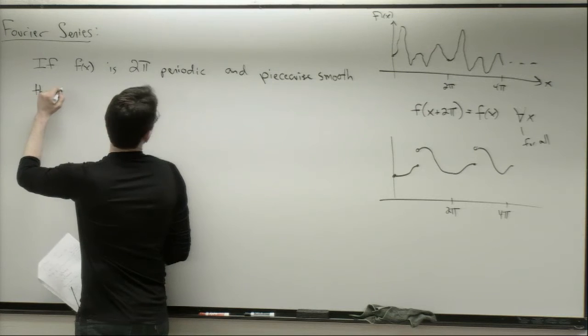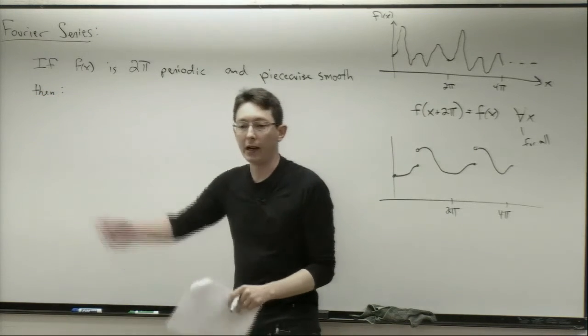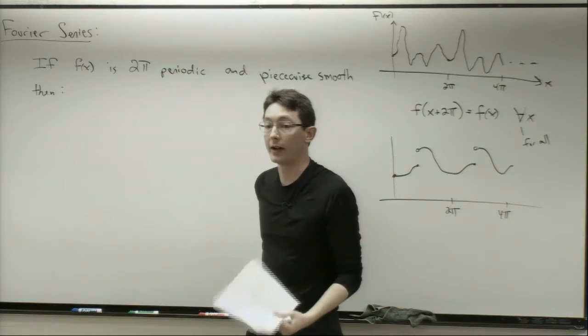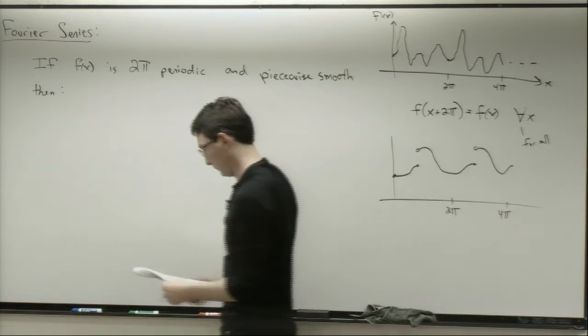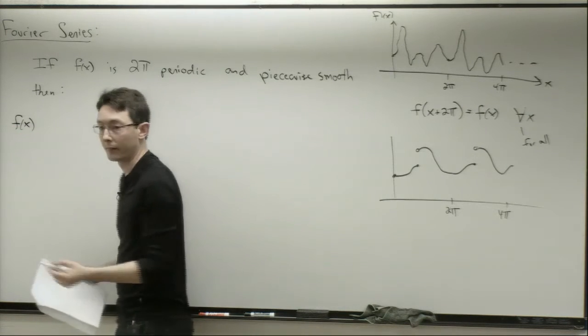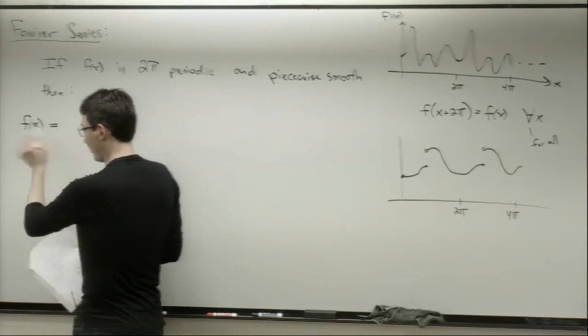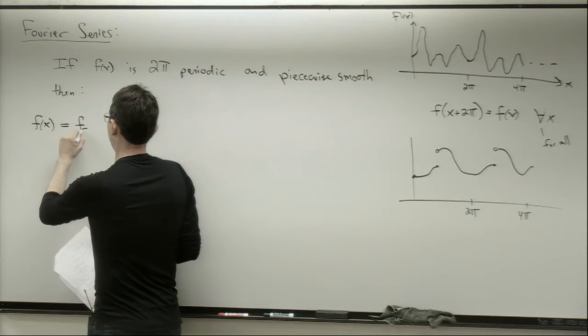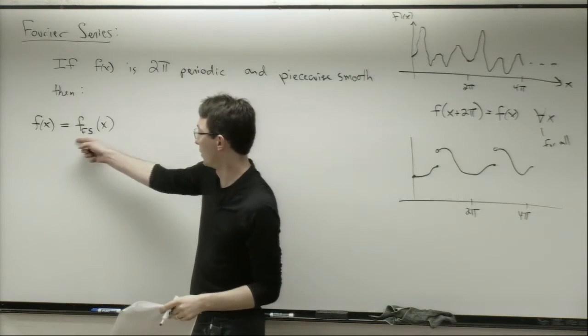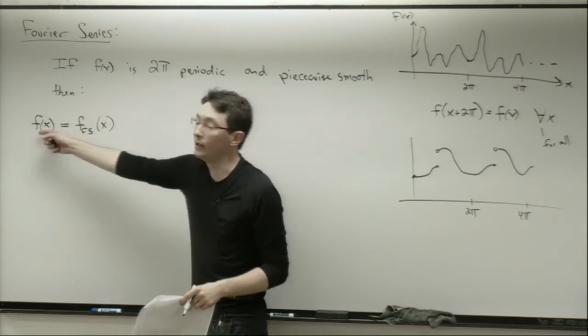Then we're going to be able to write f as this infinite sum of sine waves of higher and higher frequencies. Okay, then f of x, our function, we're going to say that this almost exactly equals our Fourier series function. So this new function is my Fourier series, and it basically equals my function.